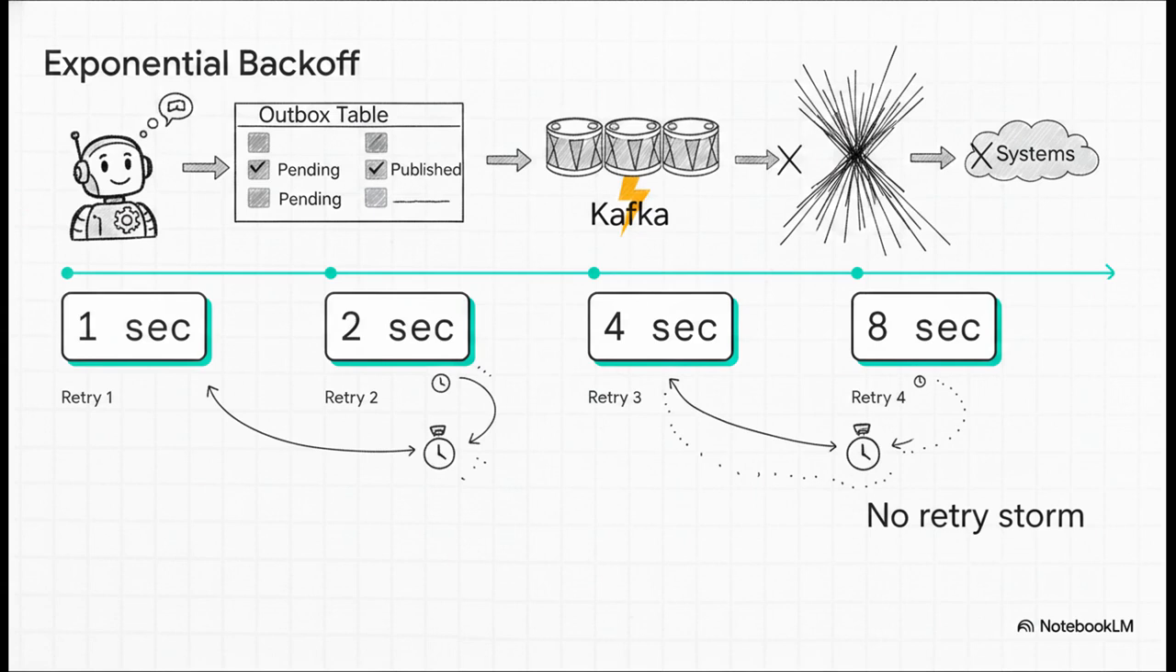row as published. And if Kafka happens to be down, no sweat, the row just stays pending. The background worker will safely retry using exponential backoff. So it waits 1 second, then 2, then 4, then 8, and it usually adds a little bit of jitter. This ensures we don't accidentally cause a massive retry storm and crash our own systems when Kafka finally comes back online.